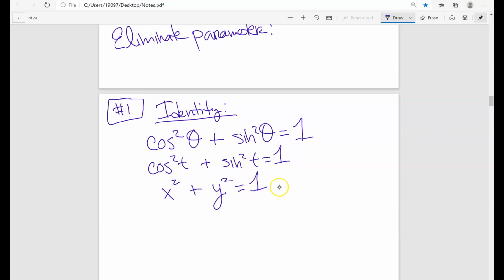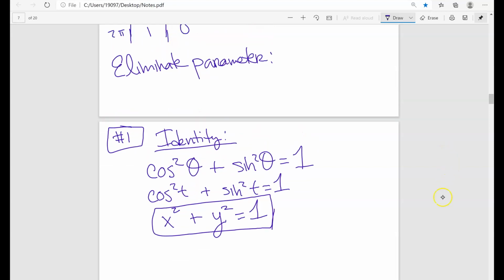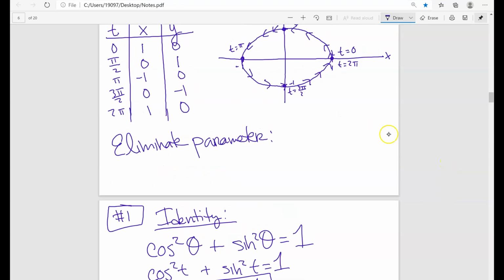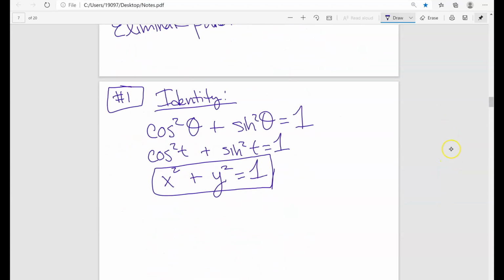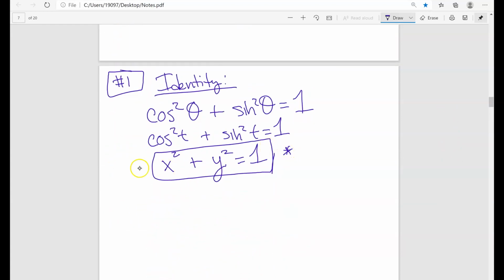there, equals 1. Here, typically, we don't have to solve for y or x because we know that a circle doesn't pass a vertical line test, so it's not going to be able to be solved in terms of just y by itself. So this would be the equation of a circle. Okay, so that's how you kind of do it using an identity.